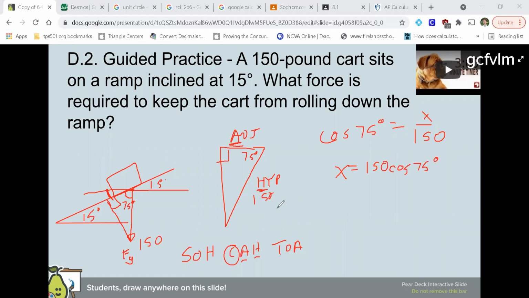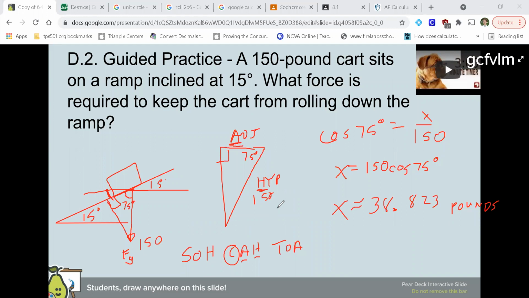So our force parallel to the ramp then is 38.823 pounds. So that is the force that we would need to apply to stop it from rolling down the ramp, assuming no friction.